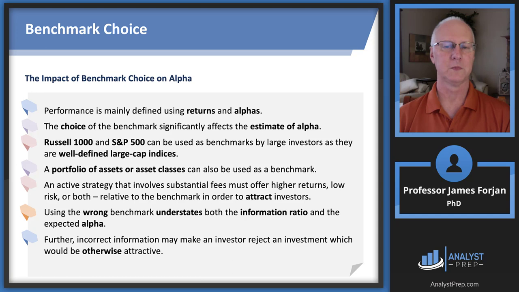Now, here's a good summary table of what I've been indicating so far: the impact of the benchmark choice on alpha. Performance is mainly defined by using the returns and the alphas, and the choice of the benchmark significantly affects the estimate of alpha. This is what I was saying about Tiger Woods comparing against me versus comparing against Jack Nicklaus. If we're a wealth manager or a mutual fund manager, are we going to pick the S&P 500 index? Are we going to pick the Russell 1000? Are we going to pick some other kind of portfolio?